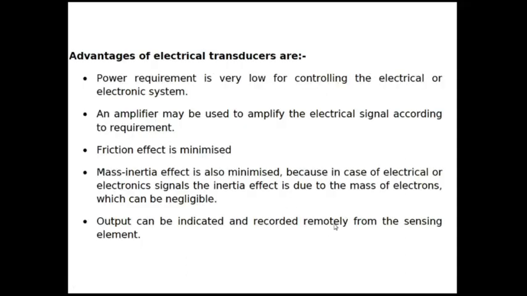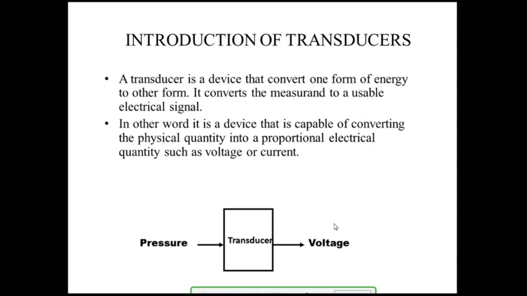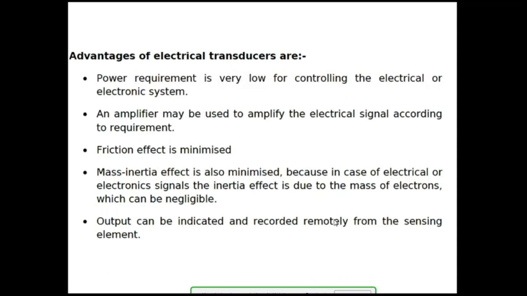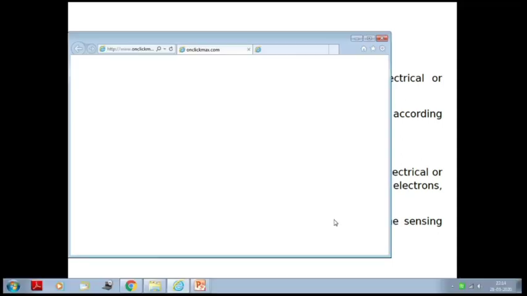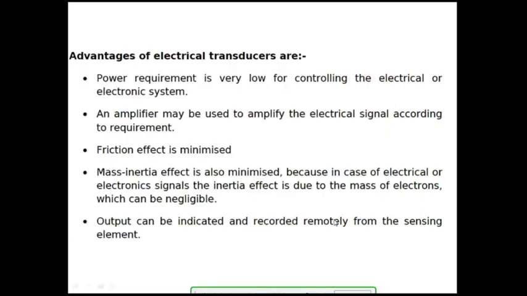The next one is the advantages of electrical transducers. The power requirement is very low for controlling the electrical or electronic system. Amplifiers may be used to amplify the electrical signals, and friction gets minimized. Then the inertia effect is also minimized. Then the output can be indicated and recorded remotely from the sensing element.